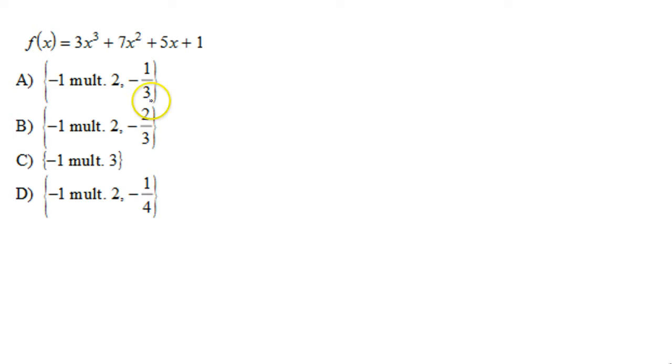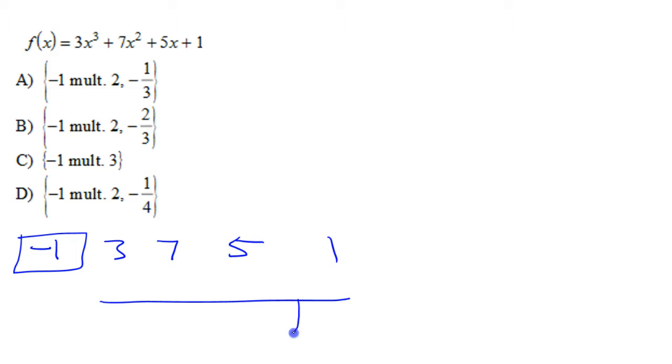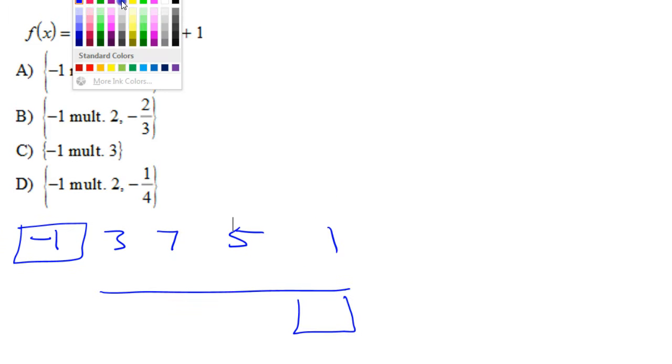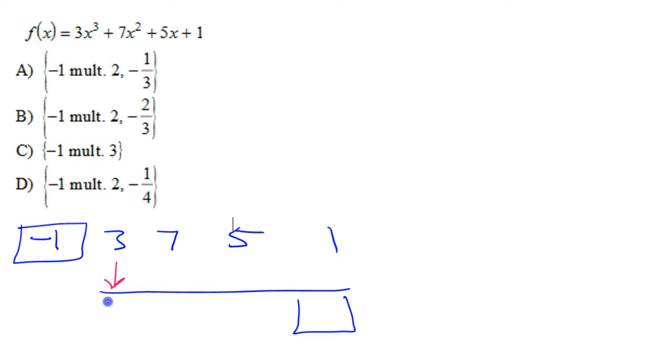Once I find a 0, I can use it to factor the polynomial by doing synthetic division. So here are my coefficients: 3, 7, 5, and 1. If I bring down that 3, 3 times -1 is -3. That's 4 when you add these up. 4 times -1 is -4. Add these, that's 1. 1 times -1 is -1. Add them up, you get 0 as you should.